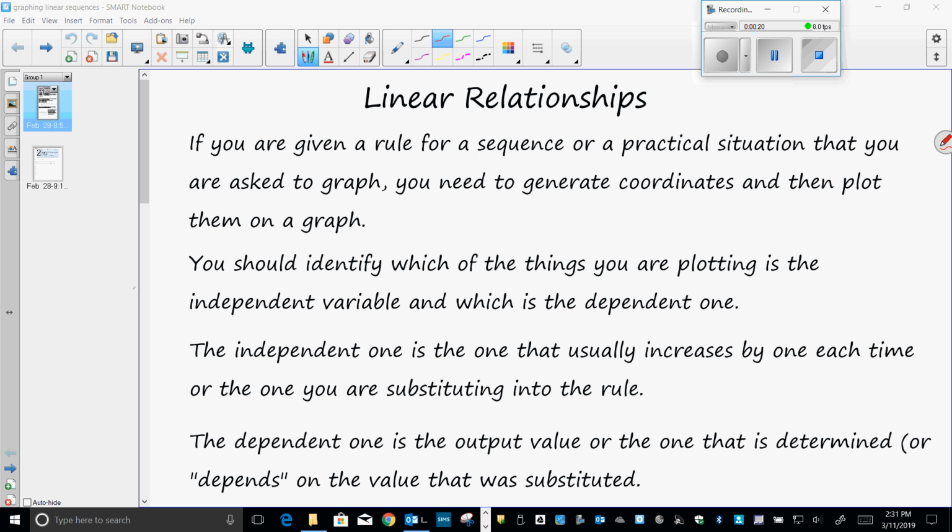And we've also looked at describing them with words. So the pattern starts at the number 5, and we add 4 each time, etc. And then we've also done the nth term.